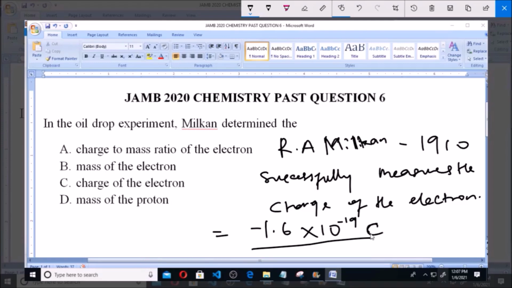And this was done after J.J. Thomson discovered the charge to mass ratio of an electron. So R.A. Millikan discovered the charge of an electron using the oil drop experiments. So the answer to this question is option C, charge of an electron, which is minus 1.6 times 10 raised to the power of minus 19 coulomb.